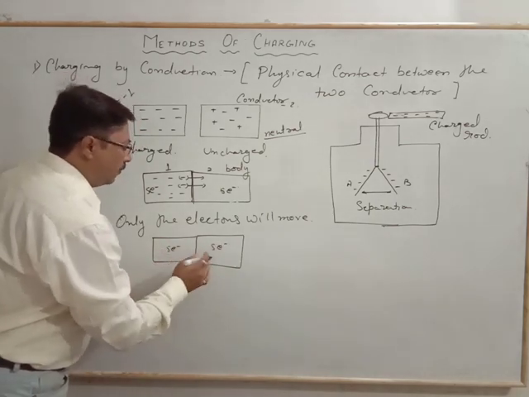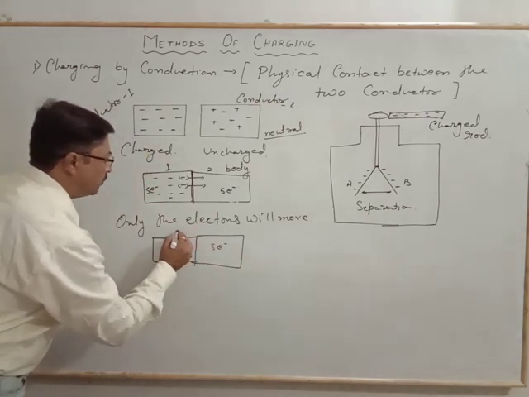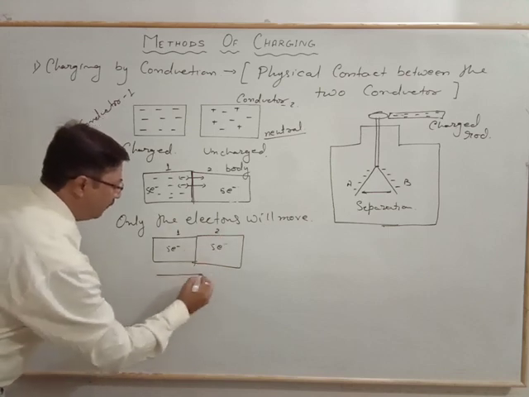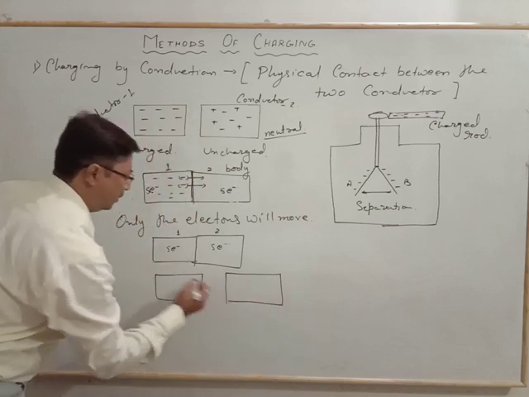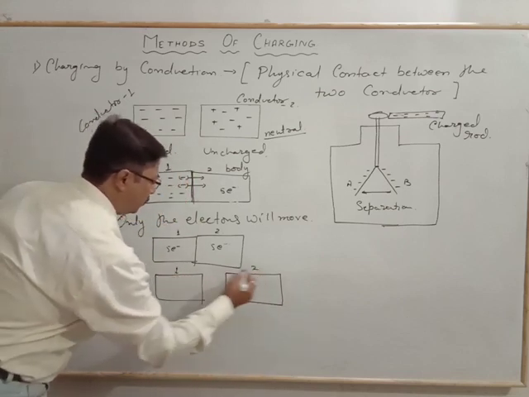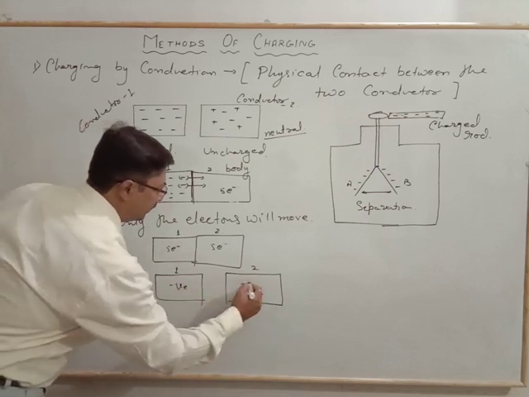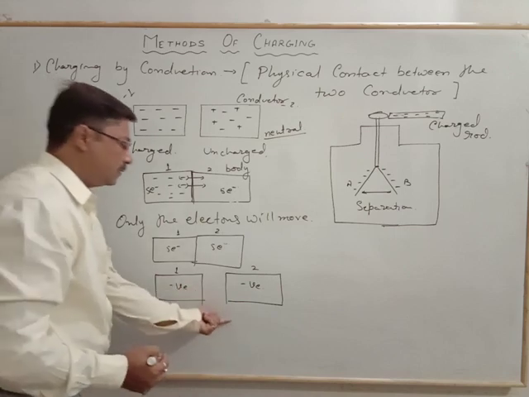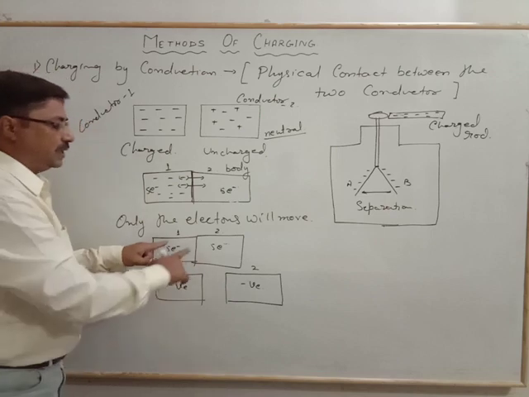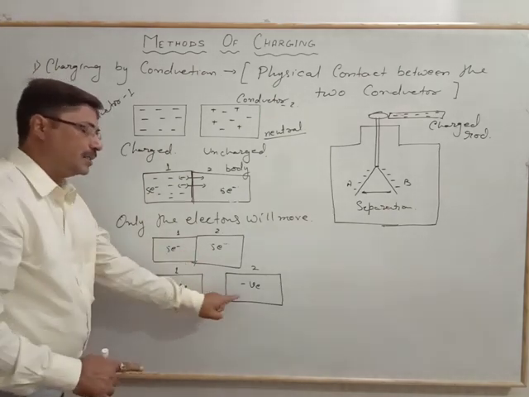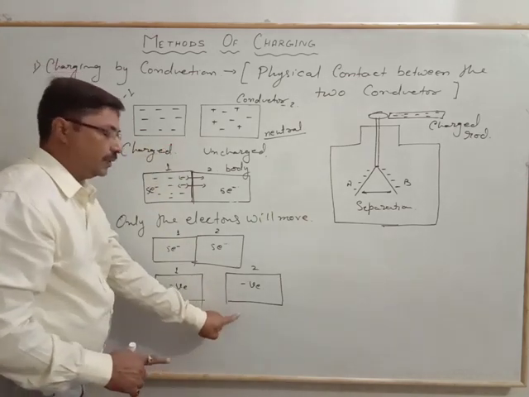This is the way when we separate these two, plate 1 and plate 2, we will find both plates acquire the same charge. It is also negative 1 and it is also negative 1. So in this way, through physical contact between the two conductors, the body gets charged, which was earlier uncharged but now becomes charged.